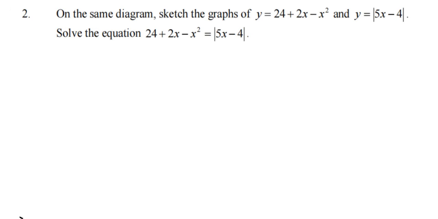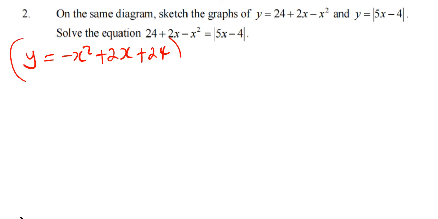I'm going to write it in the standard way. Of course, y is equal to negative x squared plus 2x plus 24. Now I don't want the negative in front, so I'm going to multiply everything by a negative. Therefore it's going to be x squared minus 2x minus 24.